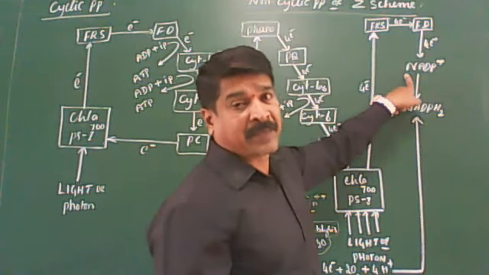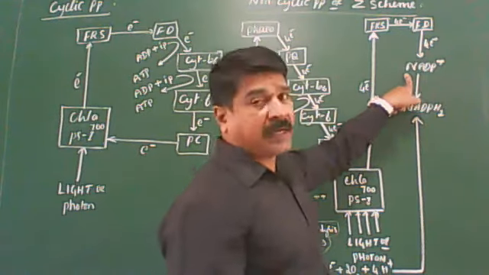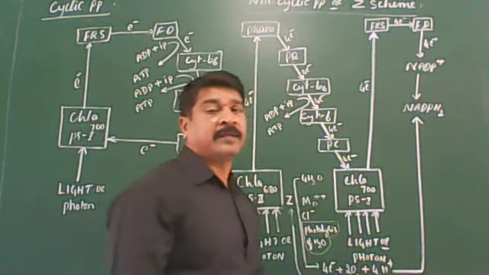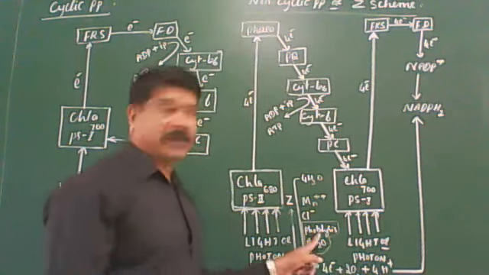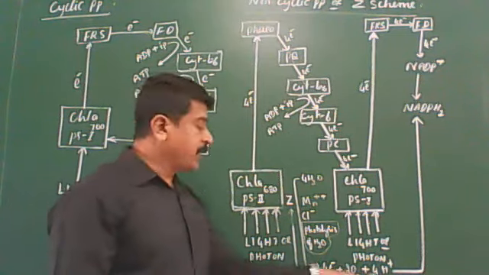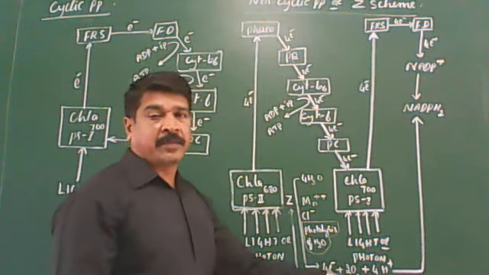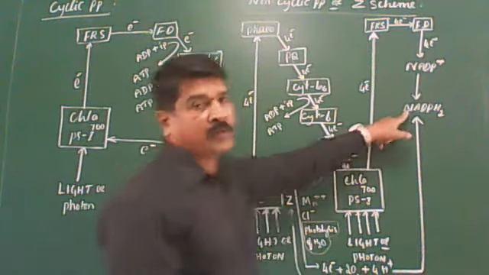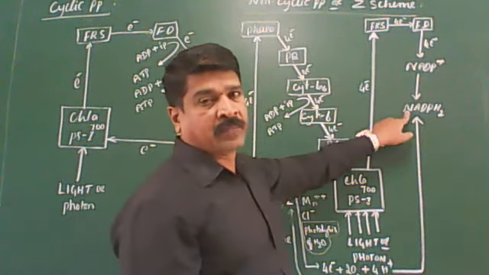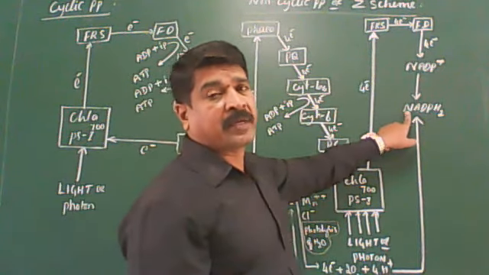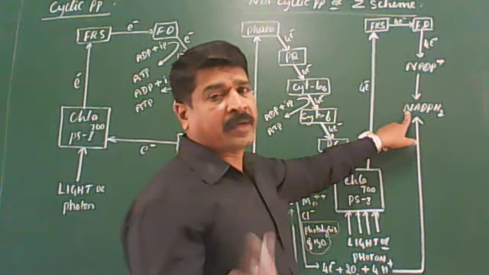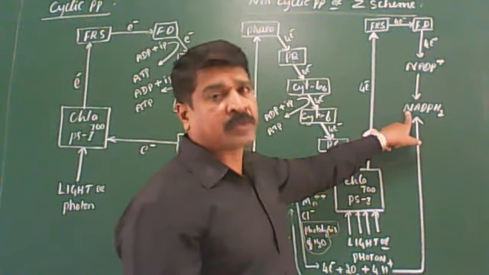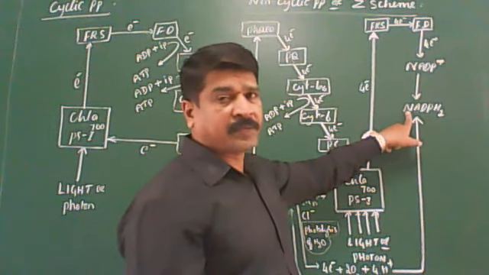After accepting the electrons, NADP plus combines with protons released during photolysis of water and is reduced to NADPH2. Here, understand, 2 NADPH2 are produced. That you should keep in mind. I think it is very clear for you.